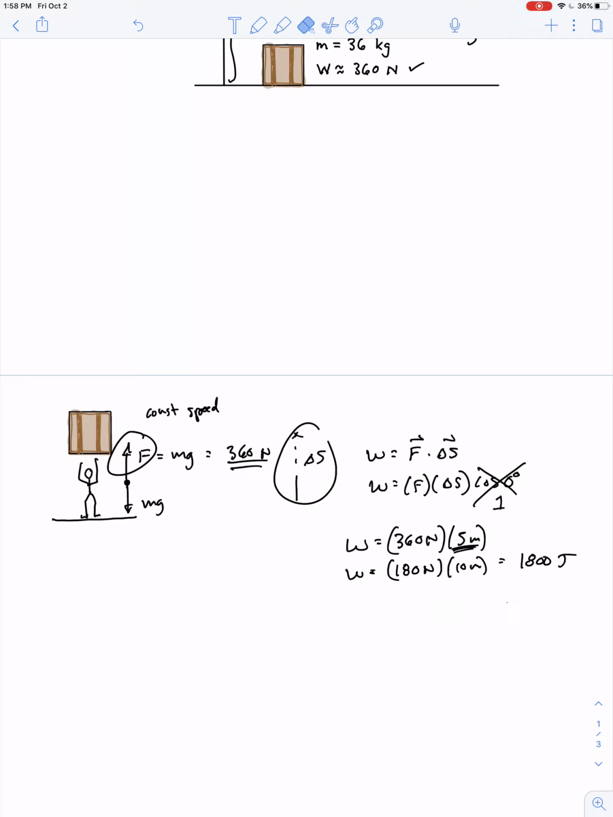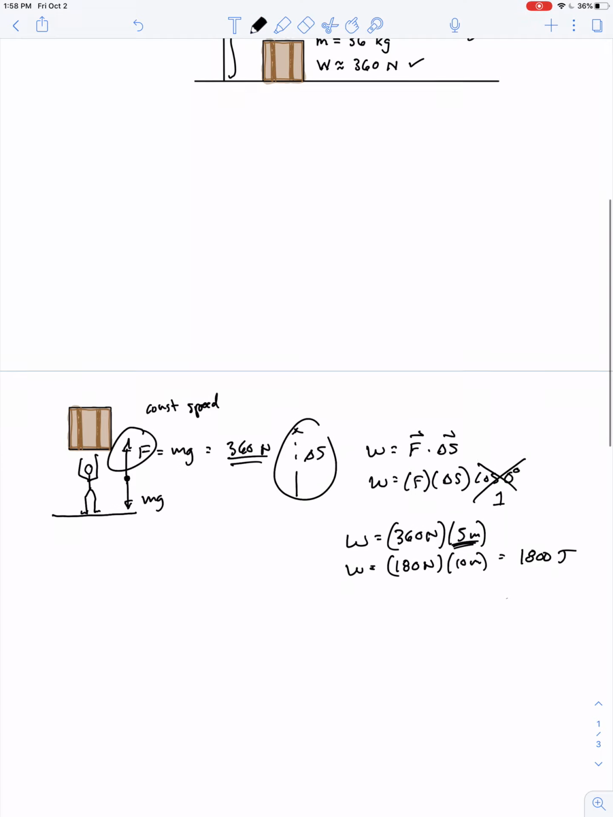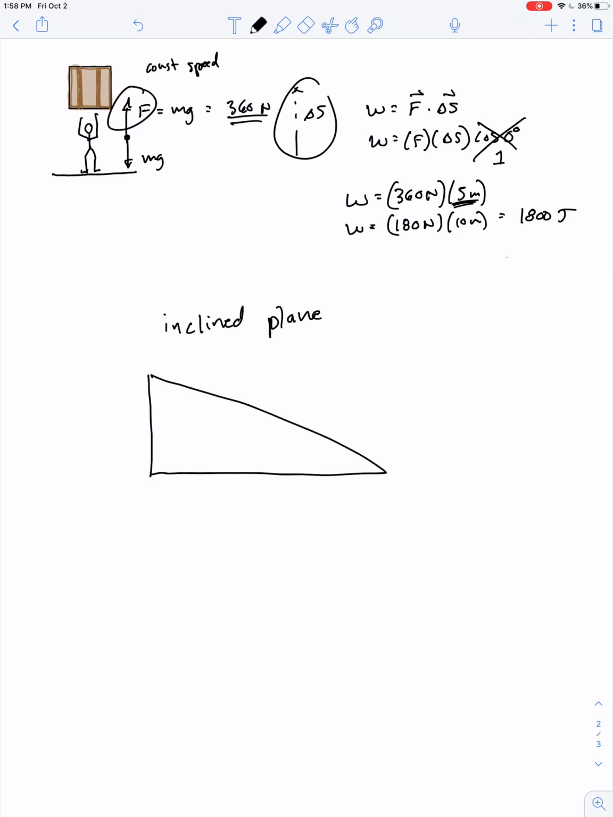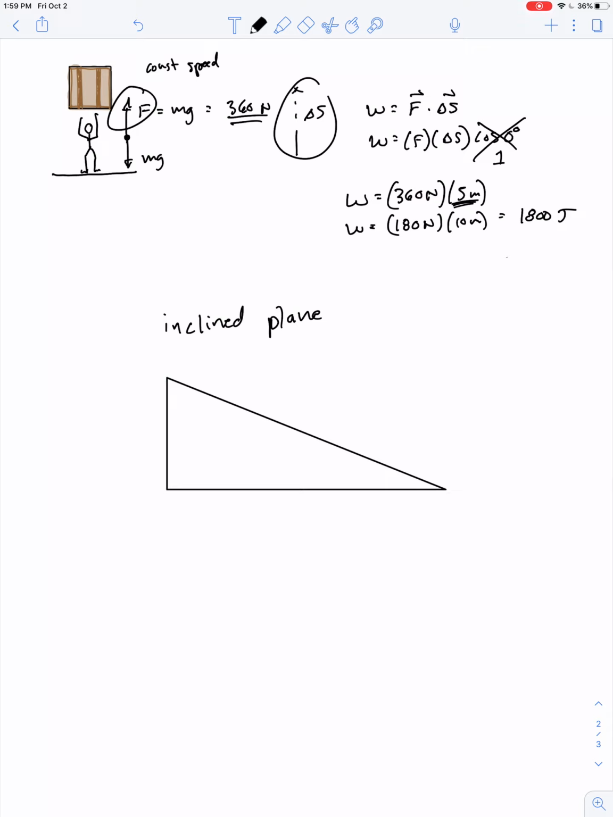Okay, so that's one way to do it. Spend 1,800 joules of energy to lift it straight up. Let me offer another suggestion of how you could get the object 5 meters off the ground. You could use a type of simple machine known as an inclined plane. And with the inclined plane, it allows you to take the option of doing the same amount of work with a smaller amount of force.